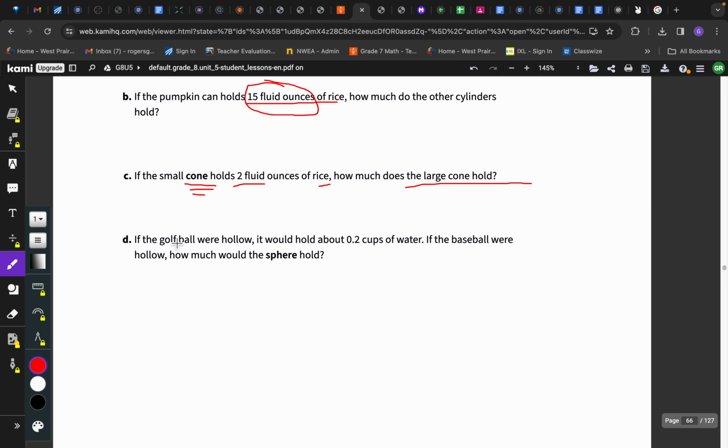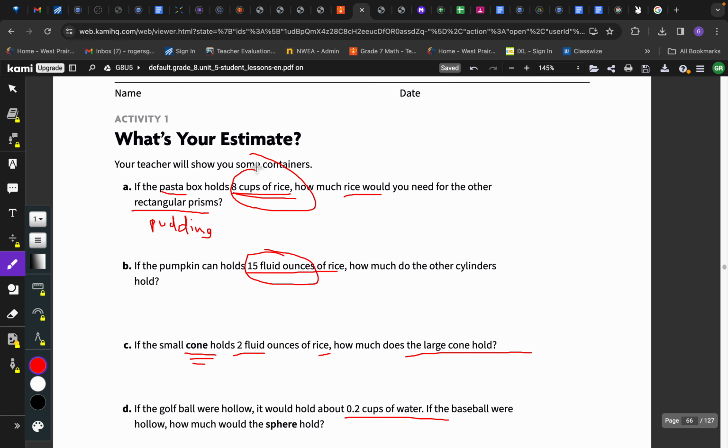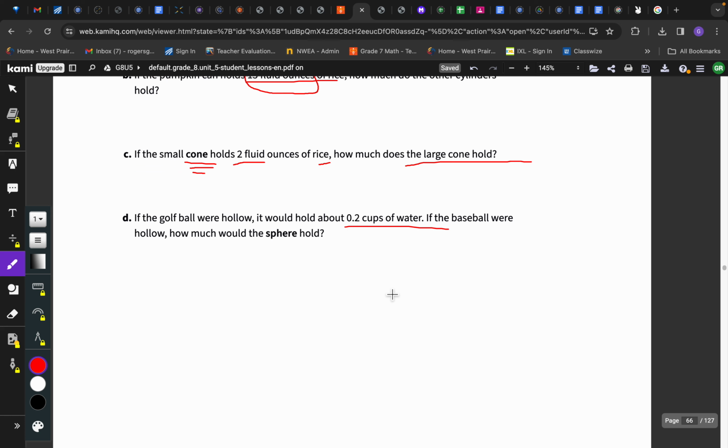And then finally it says if the golf ball were hollow, it would hold about 0.2 cups of water. So again, we got ounces, we got cups of rice, we got fluid ounces, and now we're back to cups of water. And here's another vocabulary word. We're going to learn a sphere. You can probably guess what that is, especially if we're talking about golf balls and baseballs.